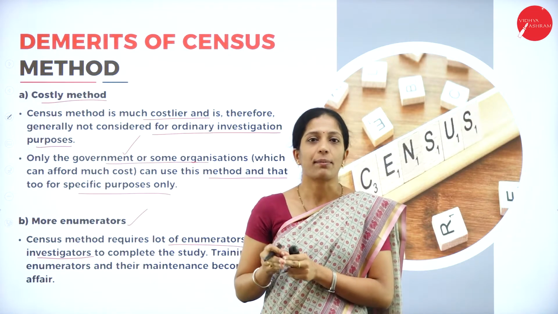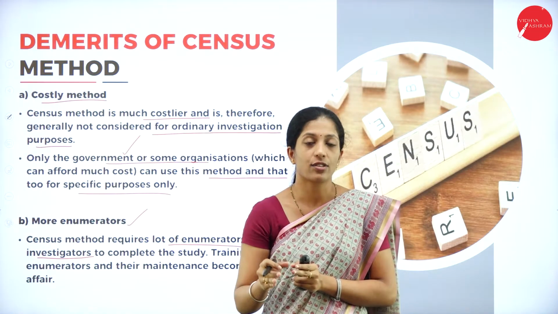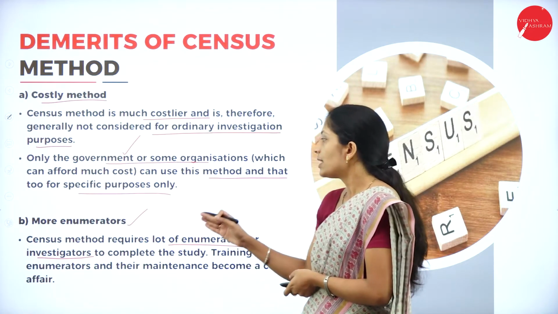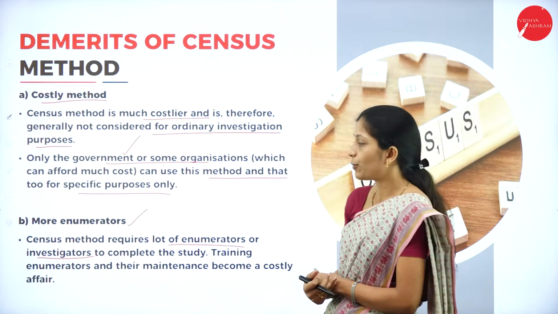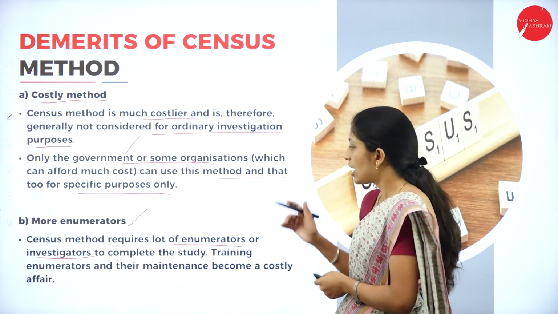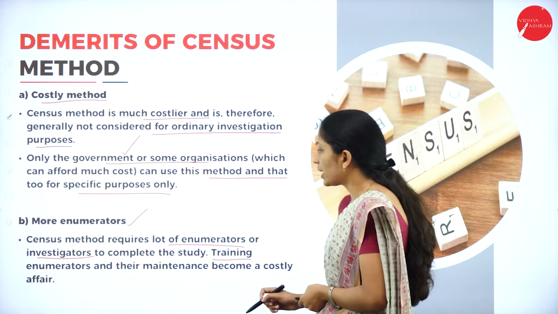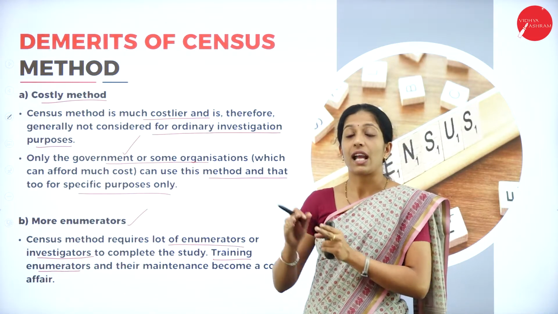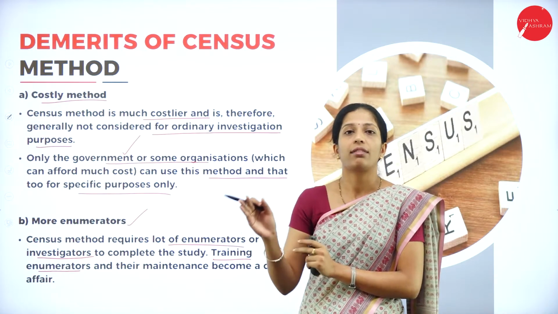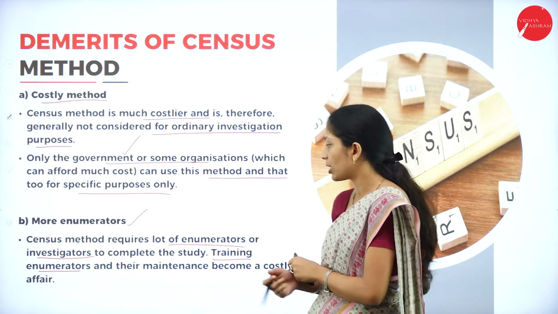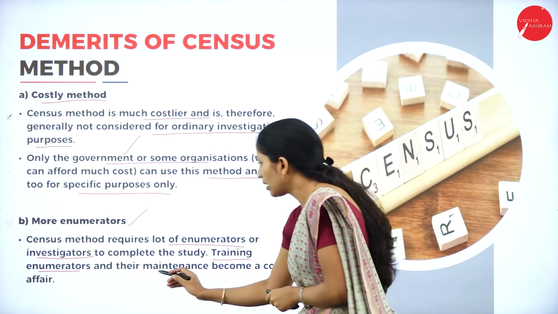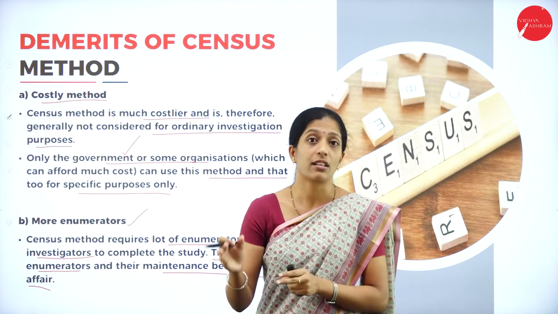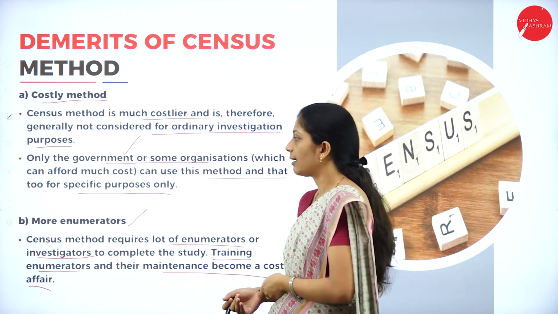He will appoint some enumerators or investigators or skilled persons in order to collect the information. So the census method requires a lot of enumerators or investigators to complete the study. Training enumerators is also very costly, because we have to train the enumerators and then send them for data collection. So training enumerators and their maintenance become a costly affair.